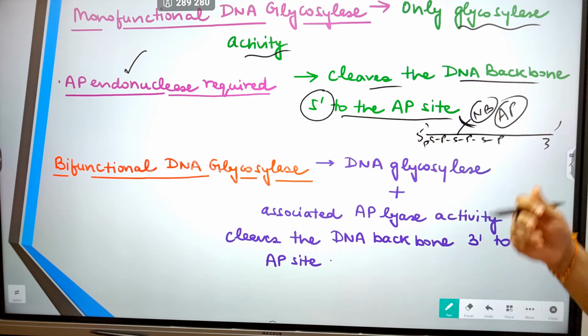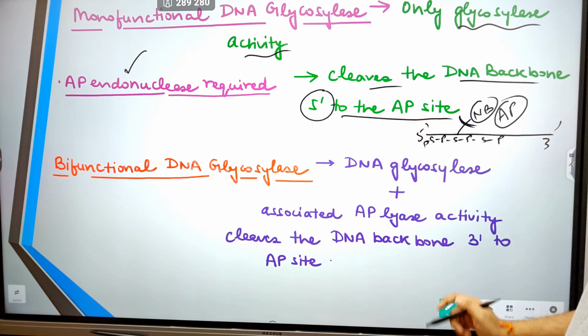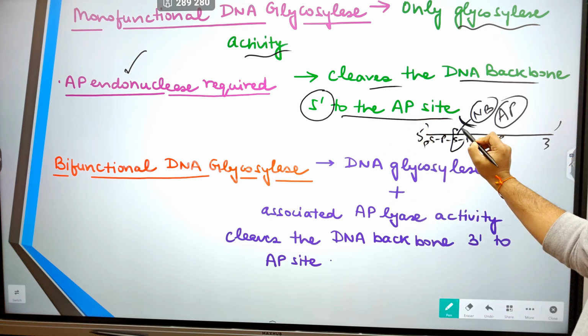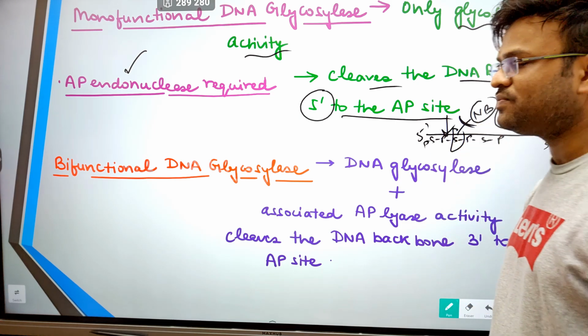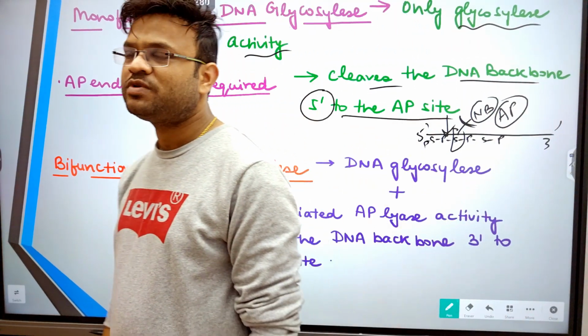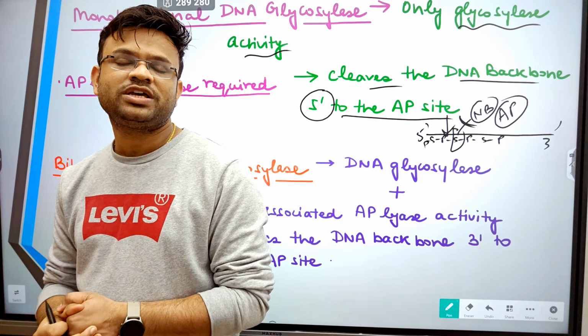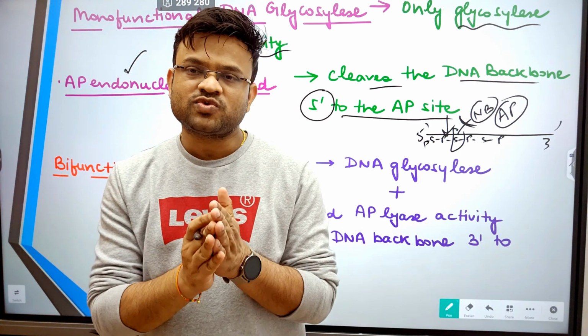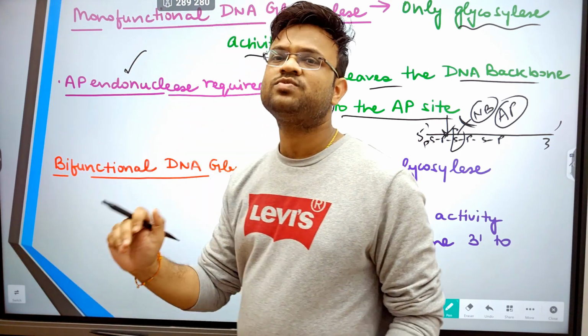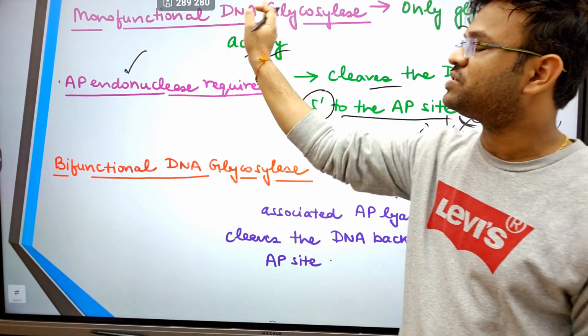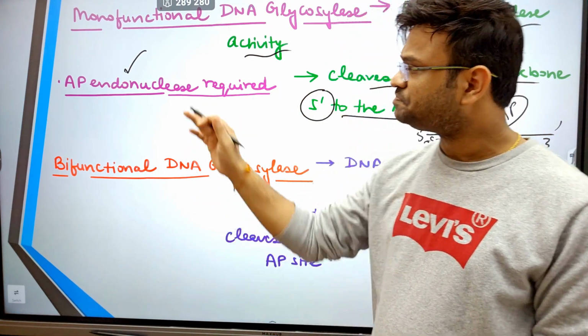If the AP site is this, then what will happen? 5 prime to the AP site. So this site was the AP site, 5 prime to the AP site. Over here somewhere the AP endonuclease would be cleaving, and since AP endonuclease would be cleaving, what will happen? The phosphodiester bond would be broken down. So this is what is going to happen after the monofunctional DNA glycosylase enzyme functions.